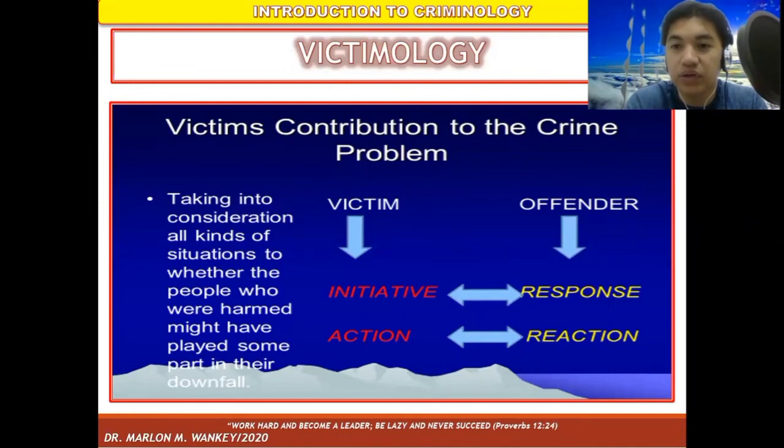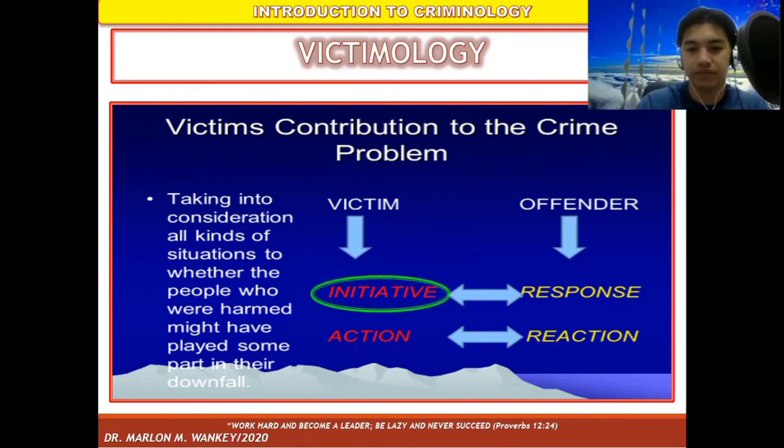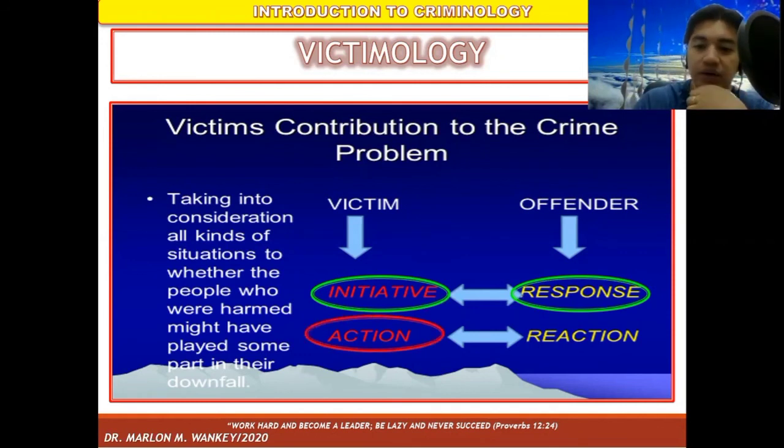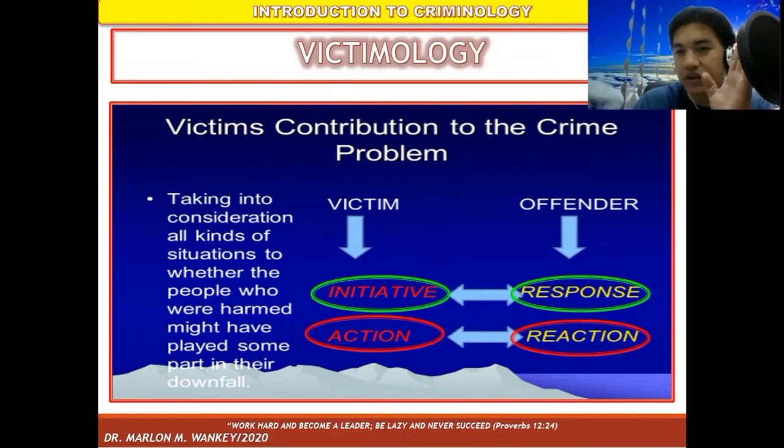But we have to know the reality, the factual truth. Okay, so in line of our profession, we should not and we must not conclude immediately without knowing the reality and the factual truth. And there will be an initiative from the victim, and then a response from the offender, and then action, and then reaction. Like I said, in science, when there is an action, there is always a reaction.